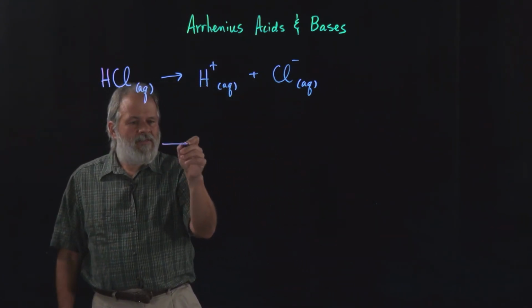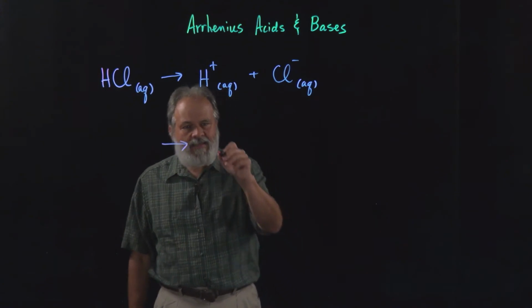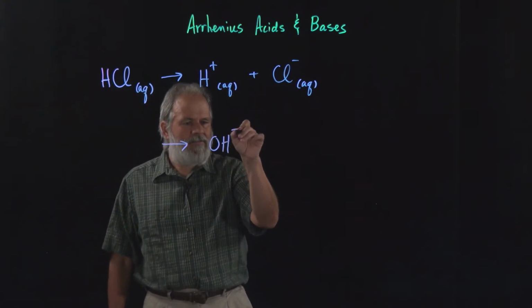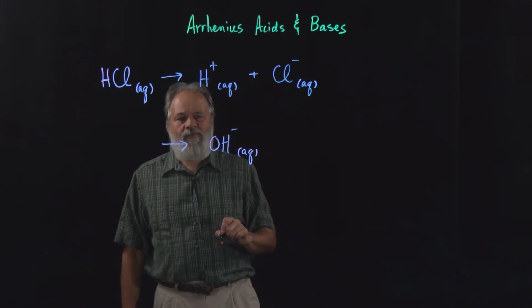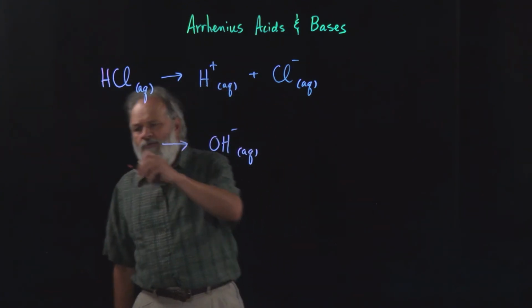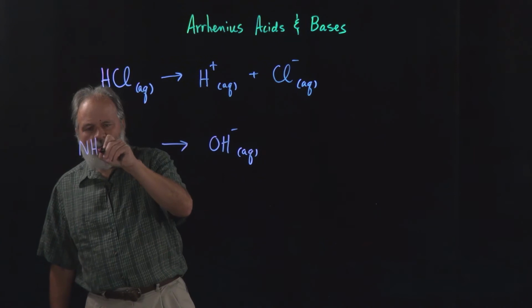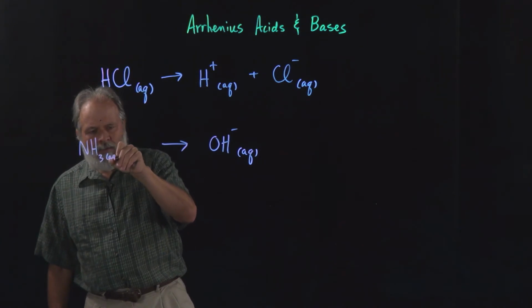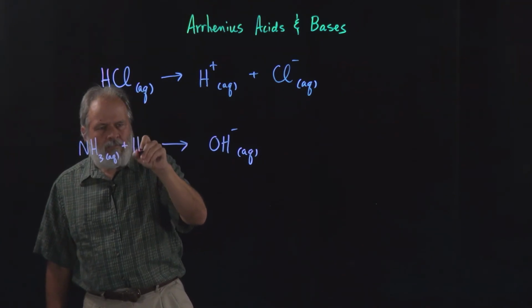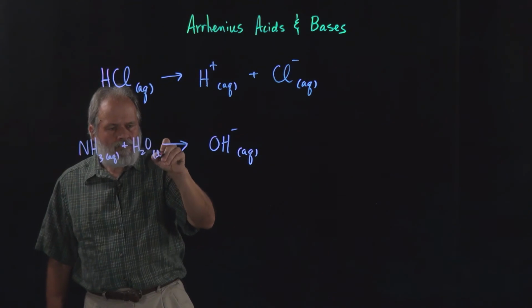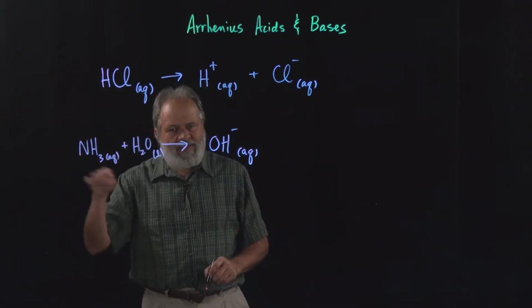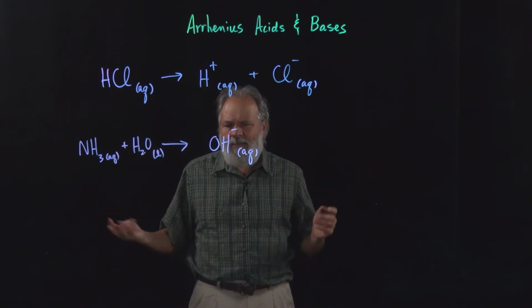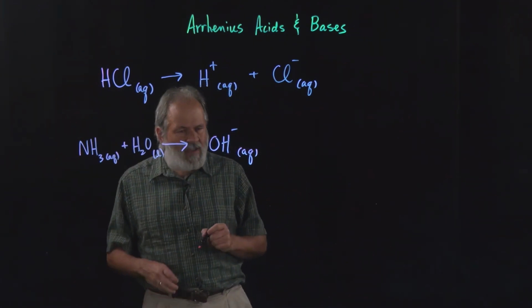Now Arrhenius said a base is anything that produces hydroxide in solution. All right. And so, for example, ammonia, when you dissolve it in water, okay, so we don't have hydroxide in ammonia. Where is the hydroxide coming from? Well, it comes from the water molecule.